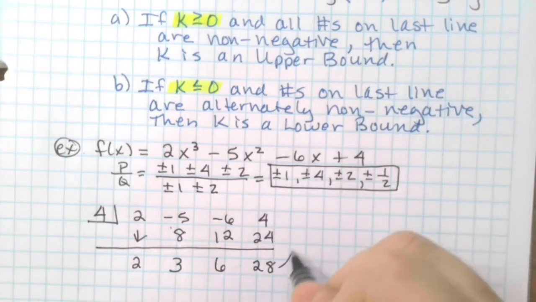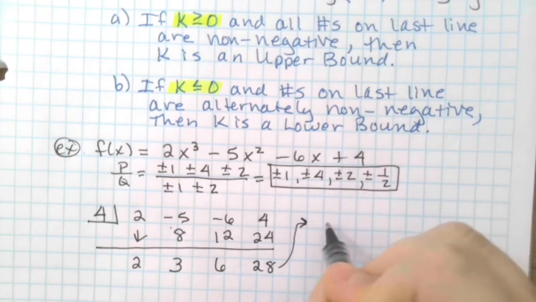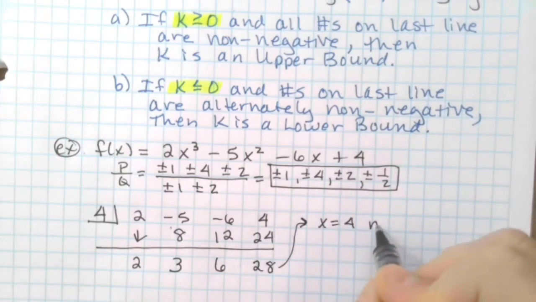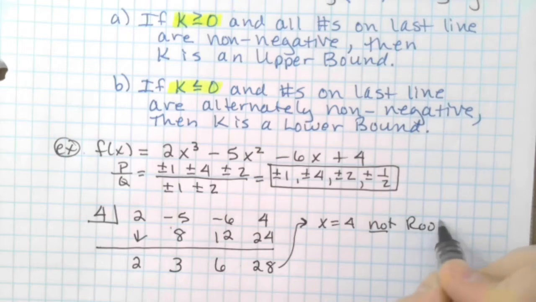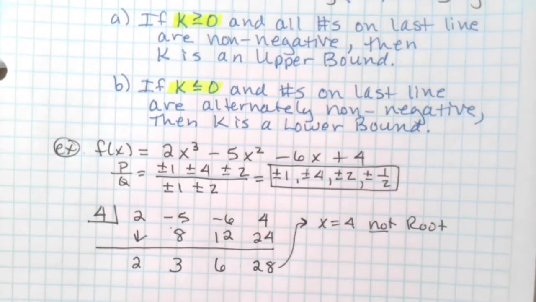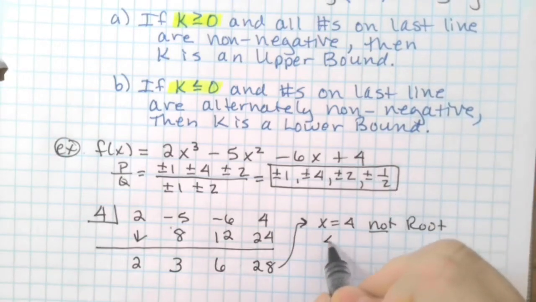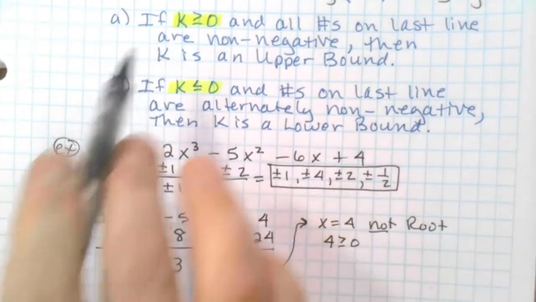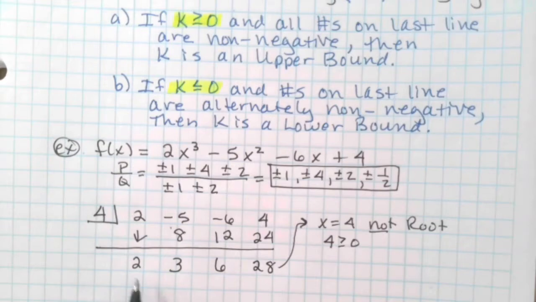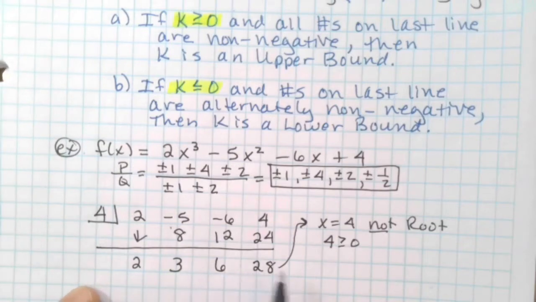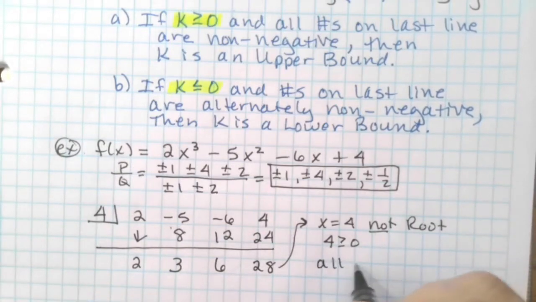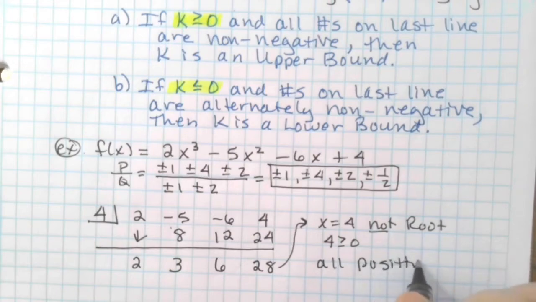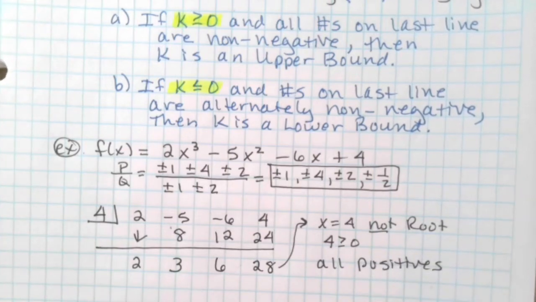Okay, so what does this tell you? First of all, it tells you that x equals 4 is not a root, because it had a remainder. But 4 is greater than or equal to 0, so it meets that k has to be greater than or equal to 0. And if you look at the bottom numbers, they're all positive, which means that 4 is an upper bound.